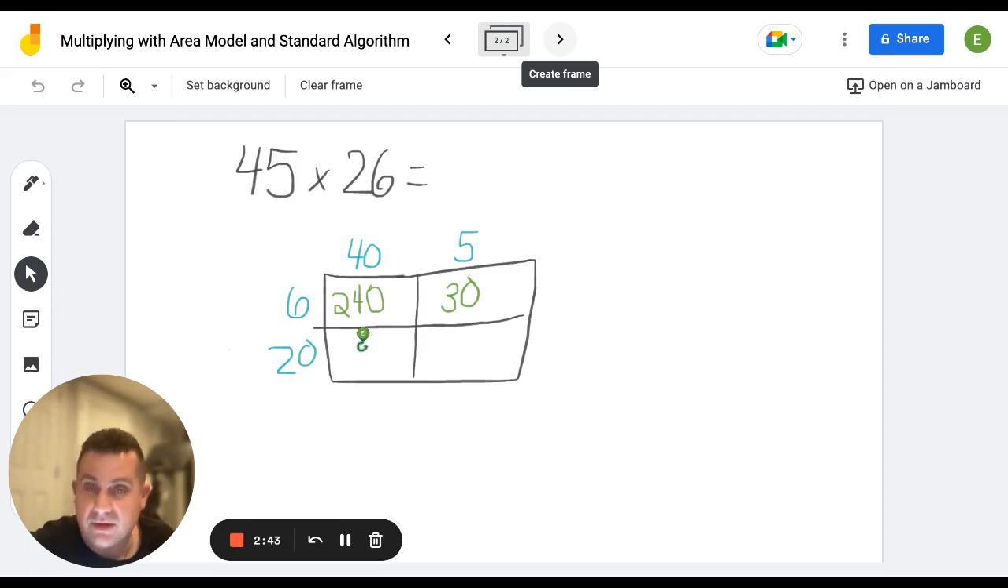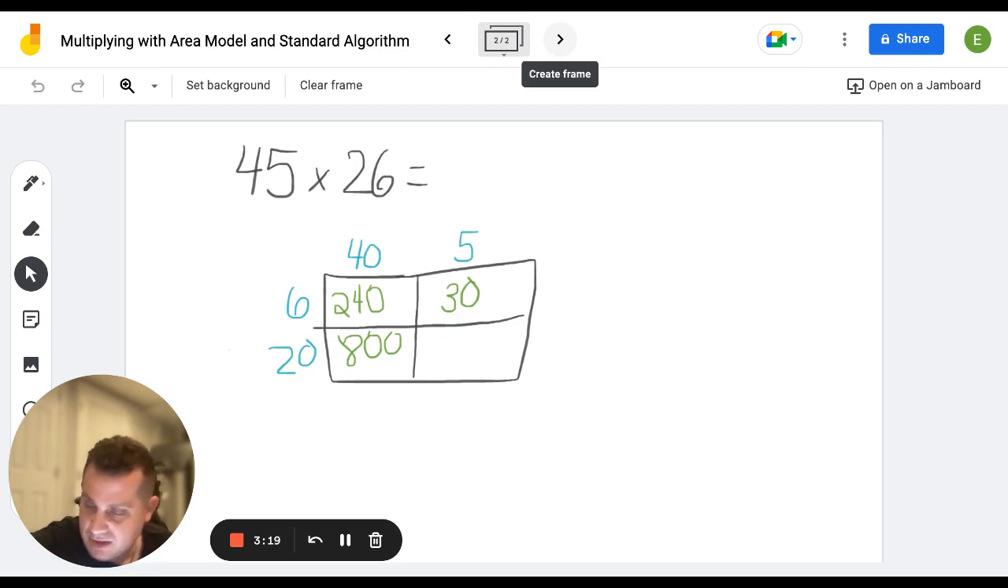Next, I'm going to go into here, into this partial product, straight to the top, my factor is 40, straight to the side, my factor is 20. So 40 times 20, going to do 4 times 2 is 8, and I have 2 zeros. It's 800. So 4 tens times 2 tens, 4 times 2, and you have 2 powers of 10, which is 100. So 800.